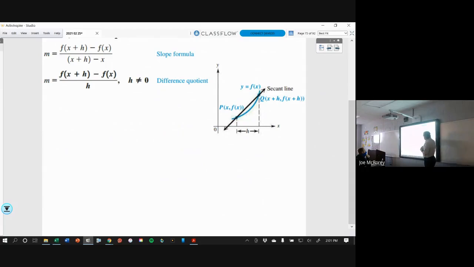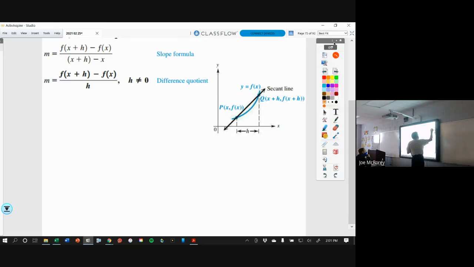This graph is some curve. Putting 2 points on that curve and drawing a line through them, that line touches the curve at 2 different points. A line that touches a curve at 2 points, by definition, is called a secant line. So this is the secant line that goes through these points.